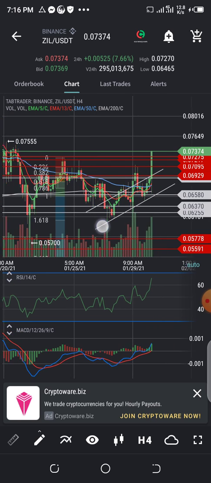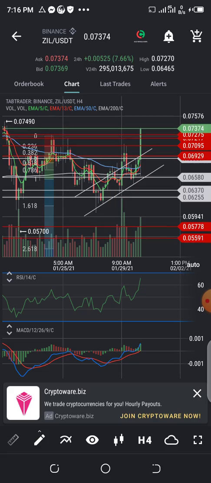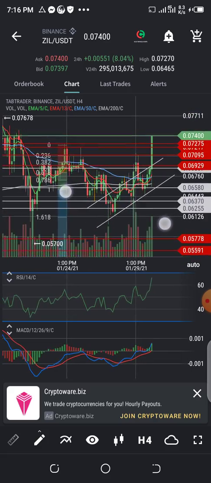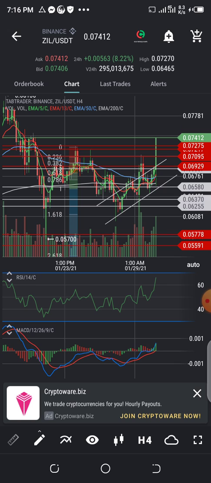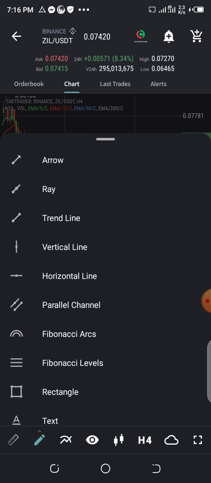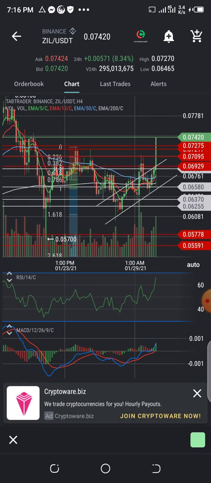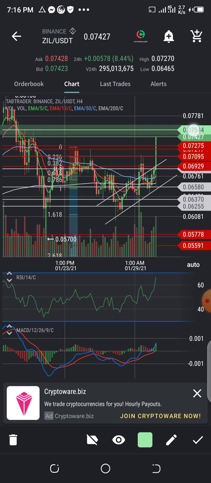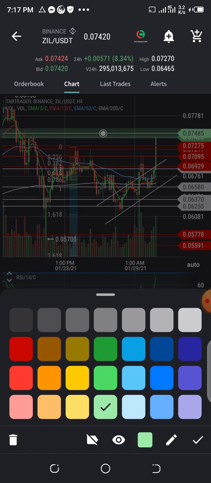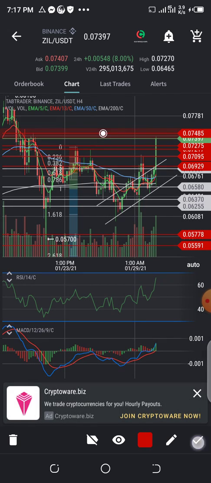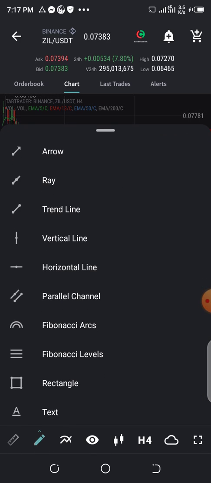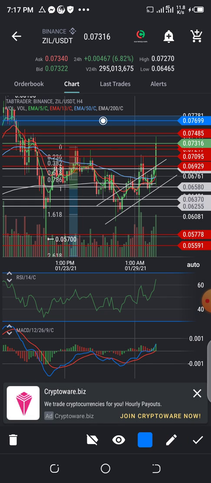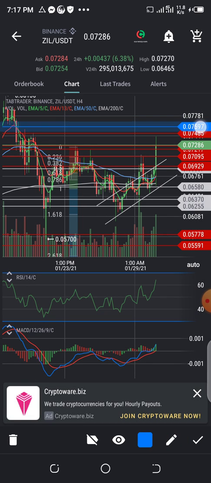It has broken all the resistance. Can you see it? And we are even going more. Wow, this is a very good bullish movement. We are coming for this resistance now, and if it breaks that too, then we might have another. It's coming down already. We might have another one here.